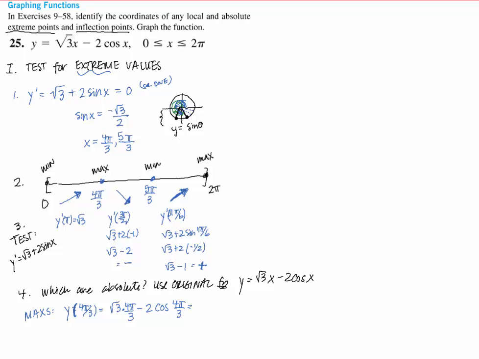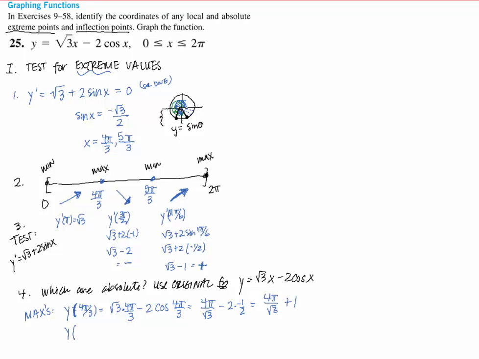So that's not very pretty at all. 4 pi over the square root of 3, if you want to combine those powers of 3, minus 2, and the cosine of 4 pi over 3 is a negative value. It's in the third quadrant. And cosine of pi over 3 is a half, so negative 2 times negative 1/2. So that's 4 pi over the square root of 3 plus 1. Not an easy number to evaluate. Let's see what the other value is. Maybe we can compare it.